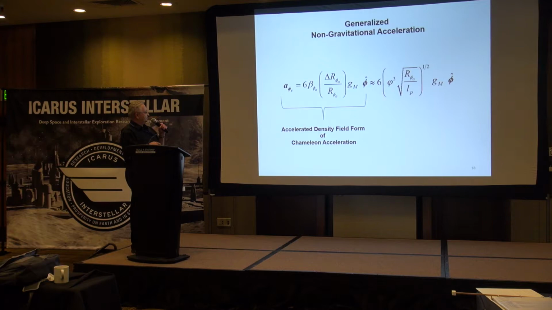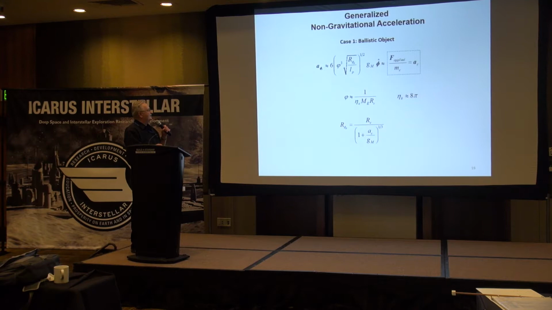This is the accelerated density field, and I'm pointing out that this is the chameleon acceleration portion, except I had a minus sign in the beginning. I don't put a minus sign in here because this is the acceleration, and the vector is wherever your acceleration is pointed.